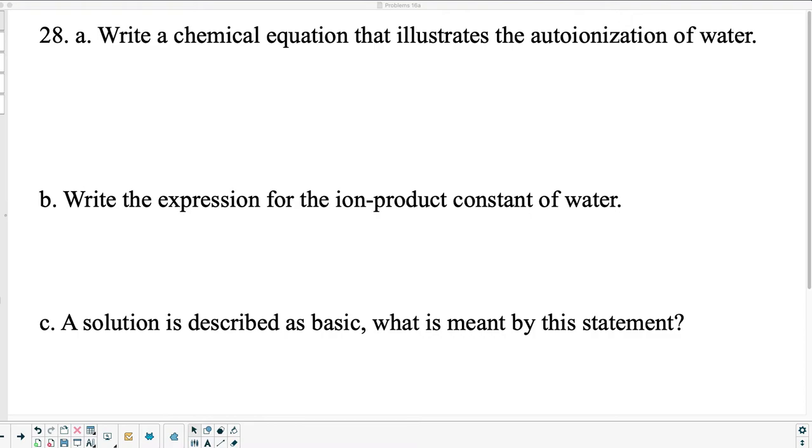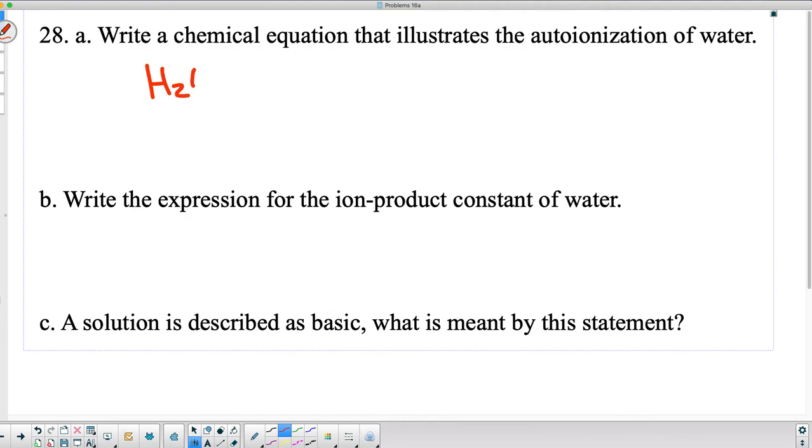Guys, this is the next two problems, 28 and 38, 16a. So let's take a quick look. Write the chemical equation that illustrates the autoionization of water. I'm going to start off by writing water, and then I'm going to write it again. One gets an extra H plus, the other one loses one, like that. That shows you how that splits apart.